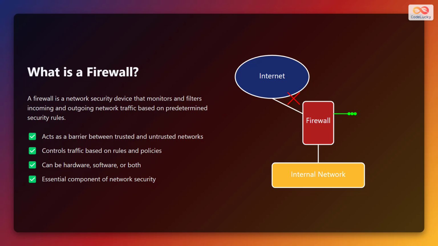Let's start by understanding what a firewall is. A firewall is a network security device that monitors and filters incoming and outgoing network traffic based on predetermined security rules. It acts as a barrier between trusted and untrusted networks, controlling traffic based on rules and policies. Firewalls can be hardware, software, or a combination of both, and they are an essential component of network security. As you can see in the diagram, the firewall sits between the internet and your internal network, blocking malicious traffic and allowing safe traffic to pass through.